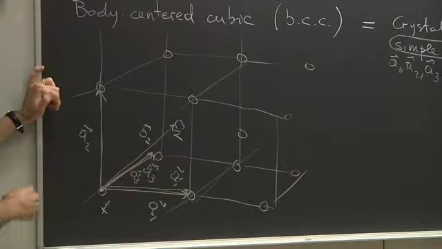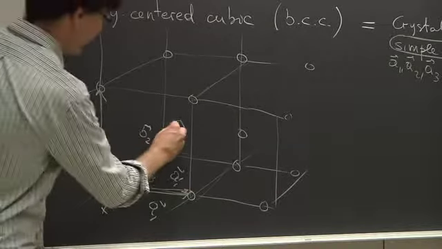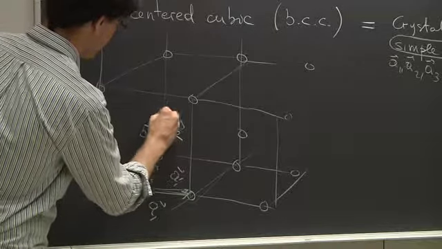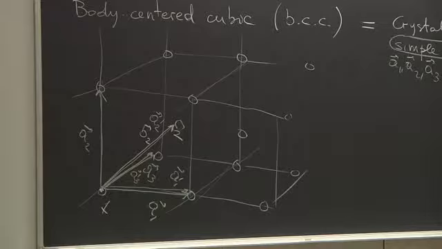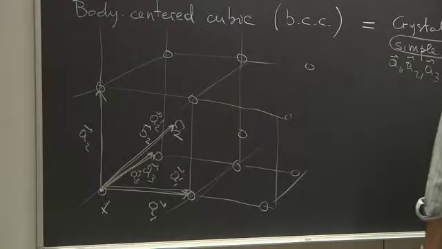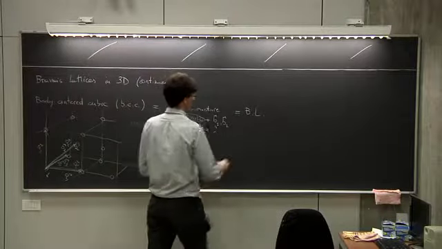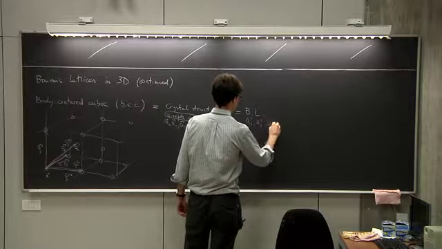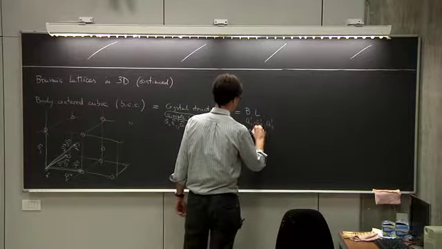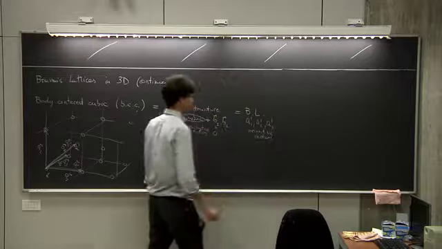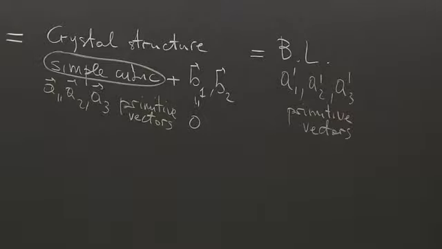And I call it prime. But then I use B2 to identify the second one. So in other words, what I'm saying is that this is equal to a Bravais lattice with primitive vectors A1 prime, A2 prime, A3 prime. And that's it, a Bravais lattice, so I don't need to introduce an additional point.